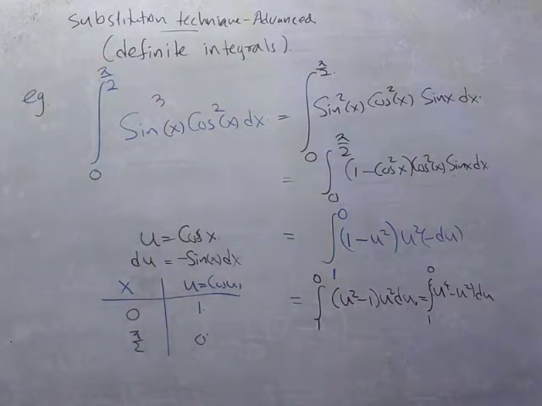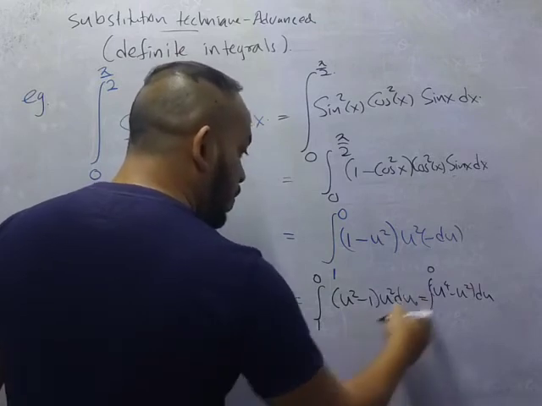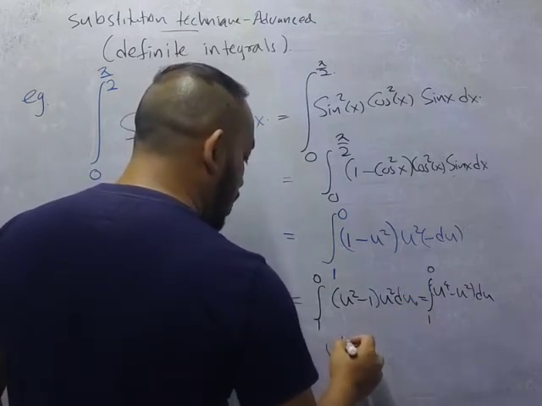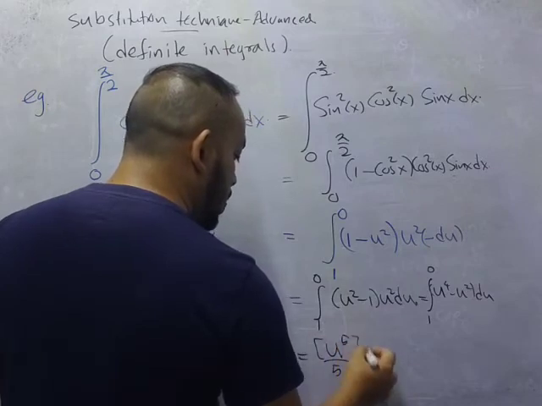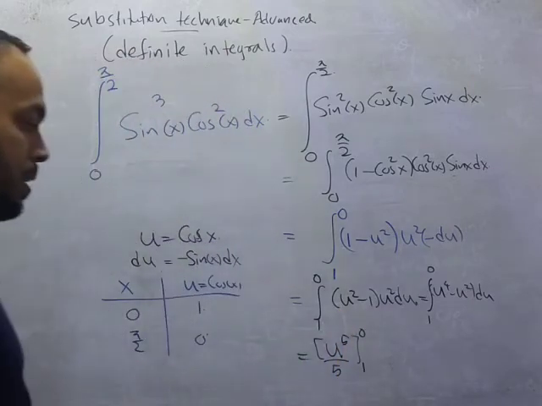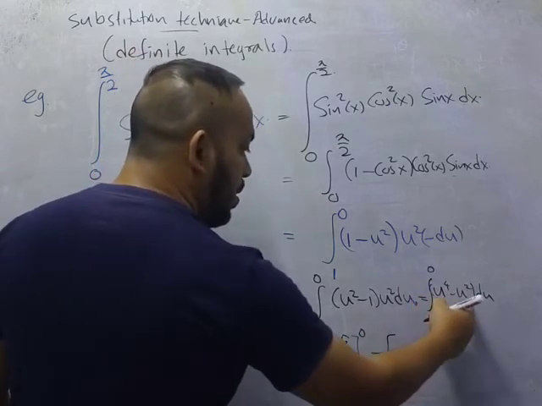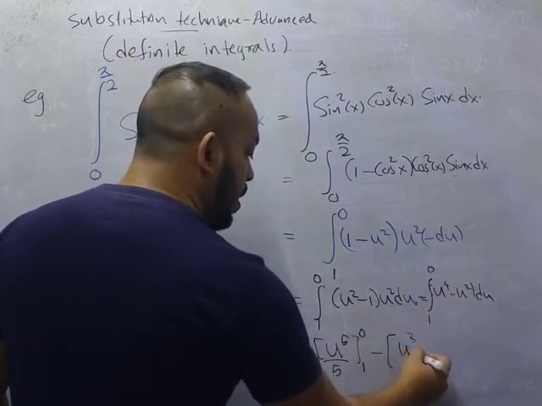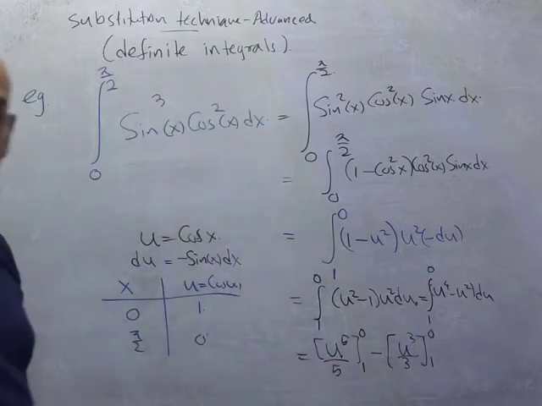Now we can integrate separately. If you integrate u to the power of 4, you get u to the 5 divided by 5. Don't forget to put the limits 1 to 0. Always put the limits. Then you have a minus sign. When you integrate u squared, you get u cubed divided by 3, with limits 1 to 0. That's it.